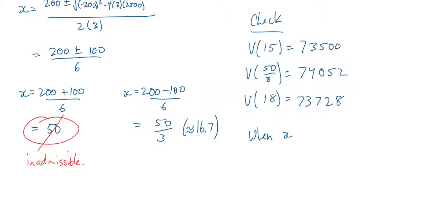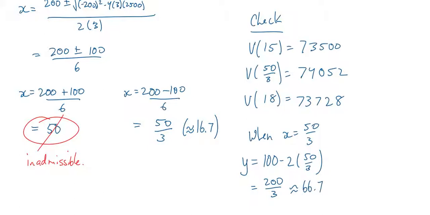That means when x is 50 over 3, y is 100 minus 2 times 50 over 3, which is 200 over 3, which is about 66.7. Therefore, the dimensions of the box should be blah, blah, blah.